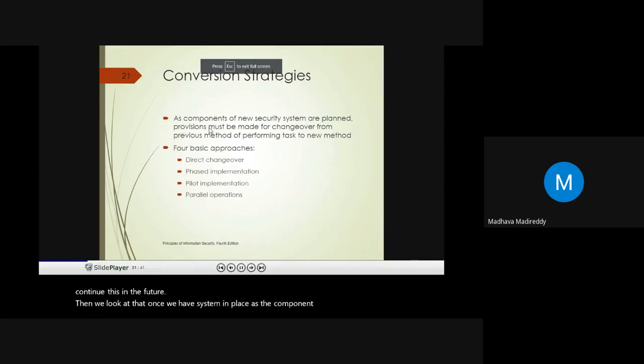Then once we have the system in place, as the component or systems are planned, provisions must be made for changeover from the previous method of performing a task to a new method. So if you want to change, obviously you need to make some provisions. The four basic approaches here are a direct changeover, a phased implementation, a pilot implementation, and parallel operations. Let's look at each of these.